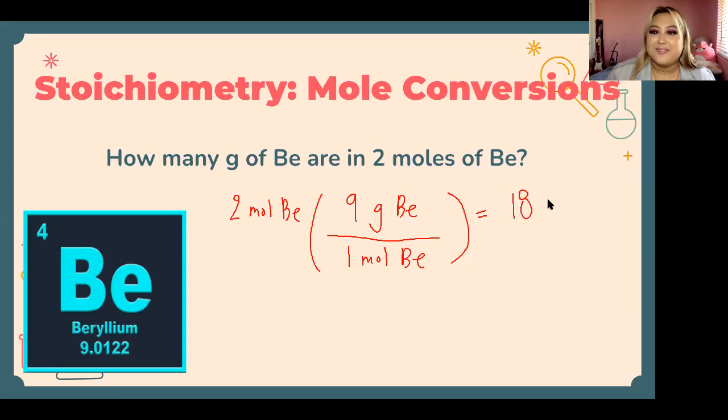18 grams. But if we were to consider sig figs, what would this turn into? 20. Perfect. 20 grams of Be. There you go. Any questions?